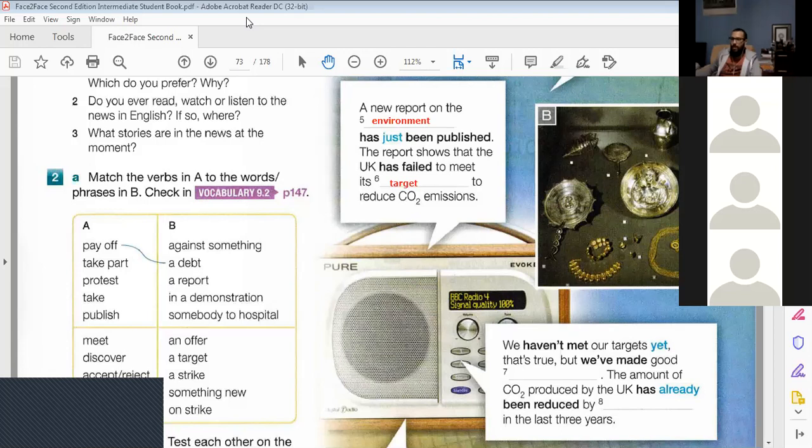Progress. Right. Progress. 2.7. Progress. 2.7%. That's it. Progress and 2.7%.